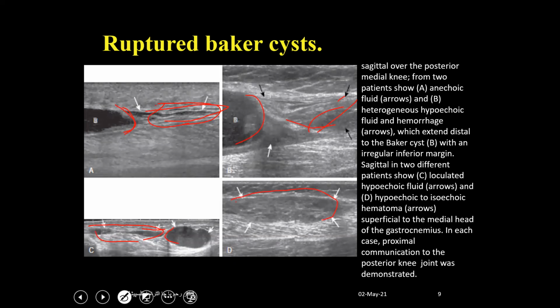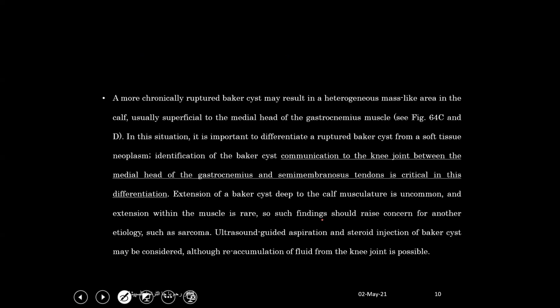So it means in any setting, when fluid can be appreciated beyond the limit of the Baker cyst, that could represent a ruptured Baker cyst. A more chronically ruptured Baker cyst may result in a heterogeneous mass-like area in the calf.